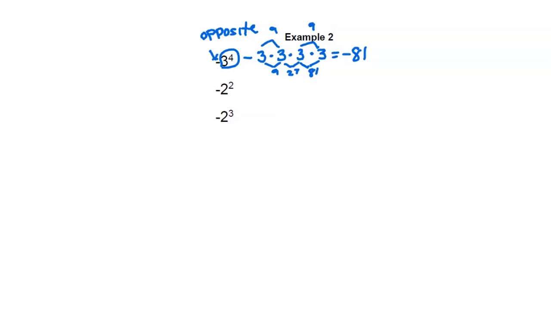So here we have negative 2 squared. So again, this does not mean negative 2 squared. It means the opposite of 2 squared. So the opposite of 2 times 2, so 2 times 2 is 4. The opposite of 4 is negative 4.